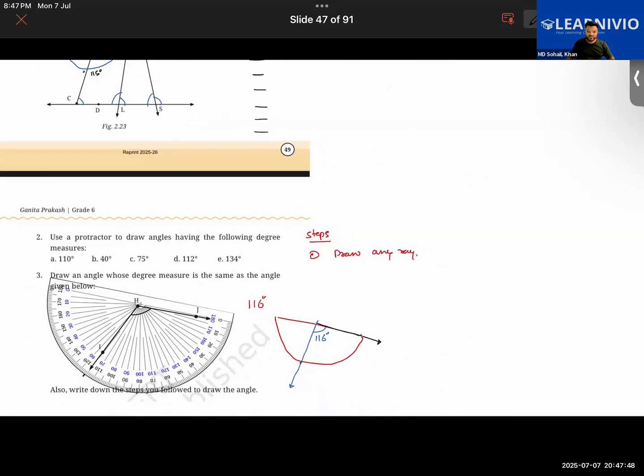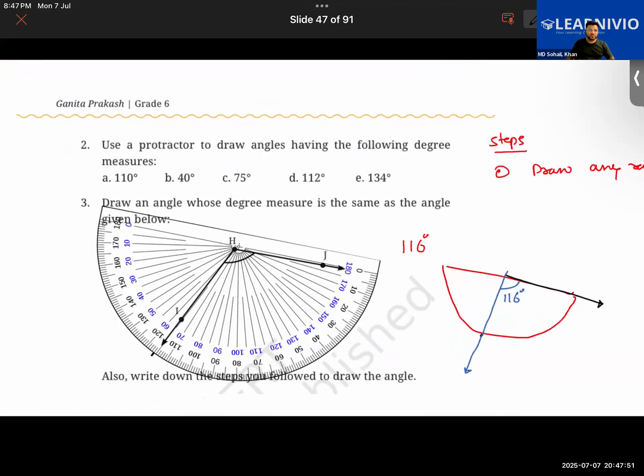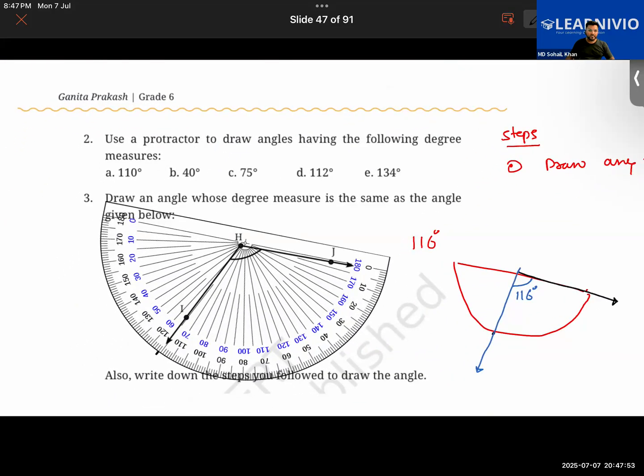Okay, show me how you have drawn it. Bring it close to the camera quickly. I need to see if you are actually doing it or not. Okay, that's good. Hold on, you have drawn 116 degrees. Okay, correct. We have written the steps: draw a ray, measure the angles. Okay, good.